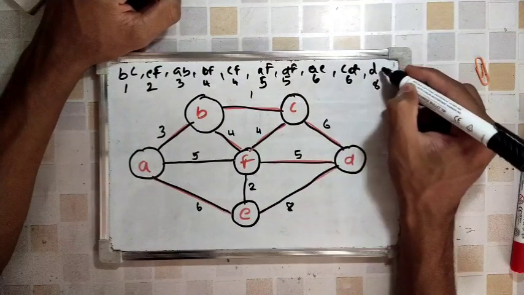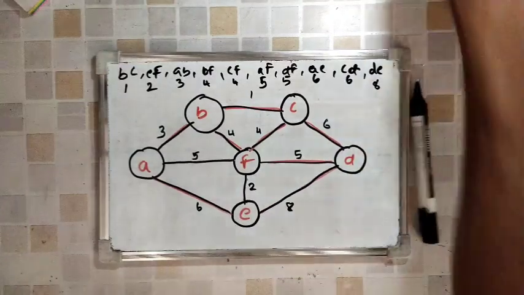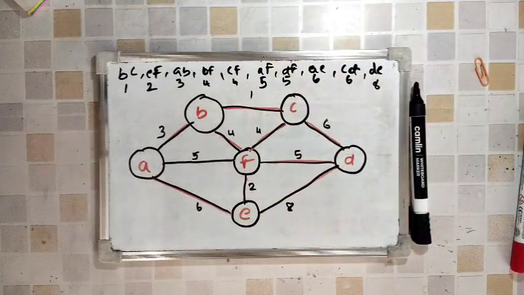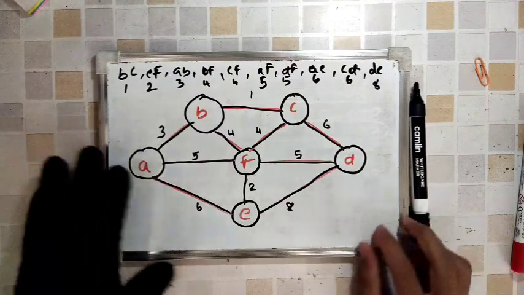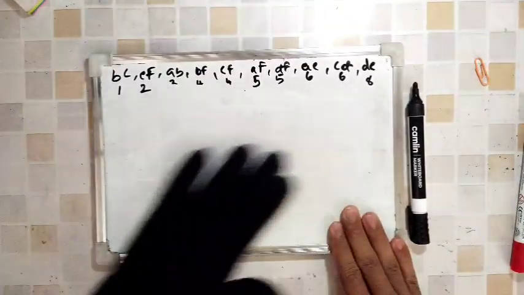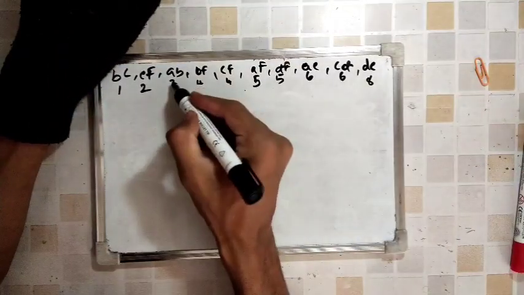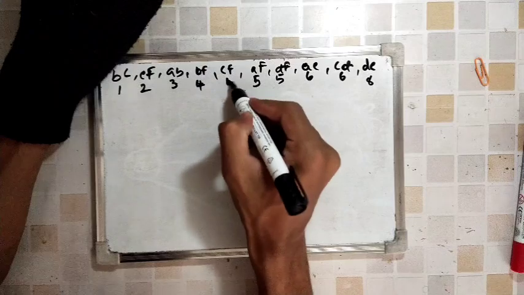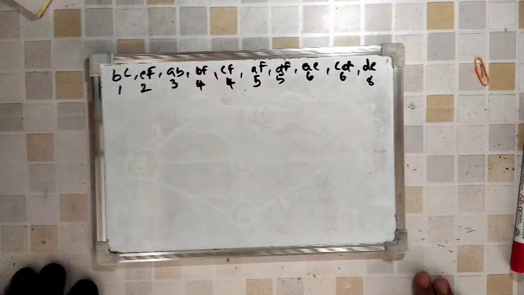DE is 8. I'll erase this graph now. Just draw this graph and keep it in your book so that you won't get confused, because you have to see this graph and then solve. Oh, by mistake I erased this.